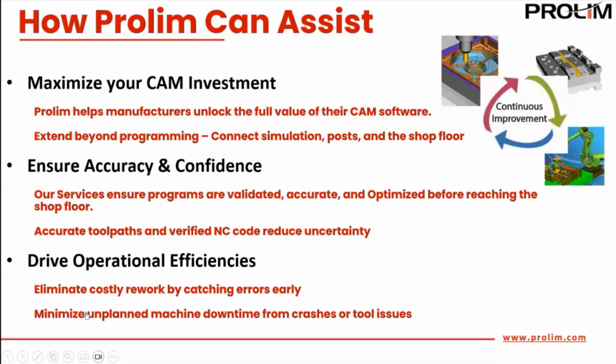We also want to ensure accuracy and confidence. Our services ensure programs are validated, accurate, and optimized before reaching the shop floor. Accurate toolpaths and verified NC code reduce uncertainty. And then the main one is to drive operational efficiencies. Like I mentioned before, everybody's looking for a more efficient shop floor. So we want to eliminate costly rework by catching errors early, and minimize unplanned machine downtime from crashes or tool issues.